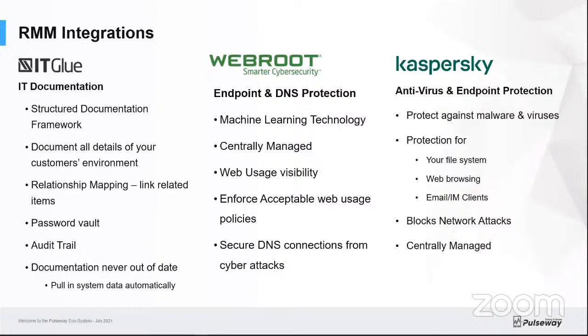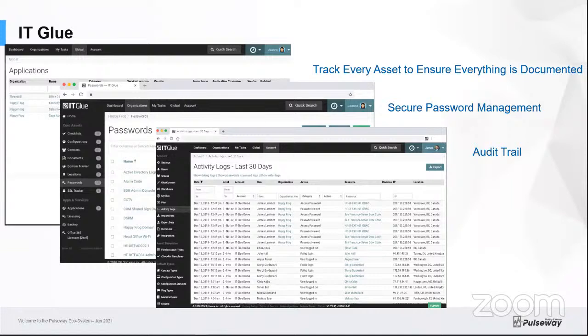So it allows you to document all details of your environment, and you can link related items. You've got a password vault, and because of the integration with Pulseway, it actually pulls in all the system data automatically. So you actually have the core stuff included in IT Glue when you start, and it's just a centralized, safe place to store all information about a network. Very simple to use, and you can see you've got activity logs, so you know what has happened, which is also quite important because it is a secure thing. There is, as I said, a password vault to store all those key passwords.